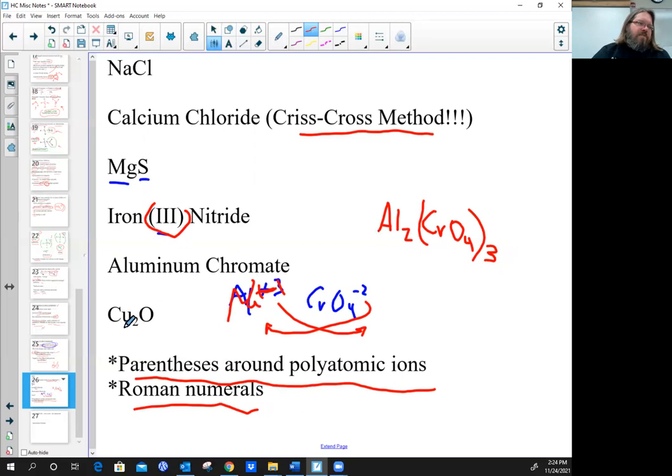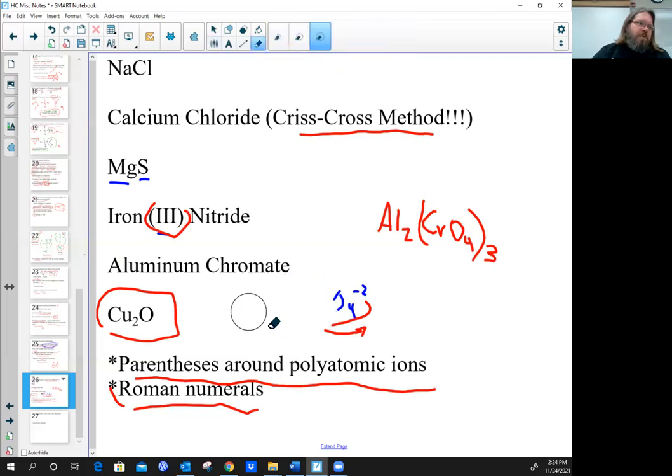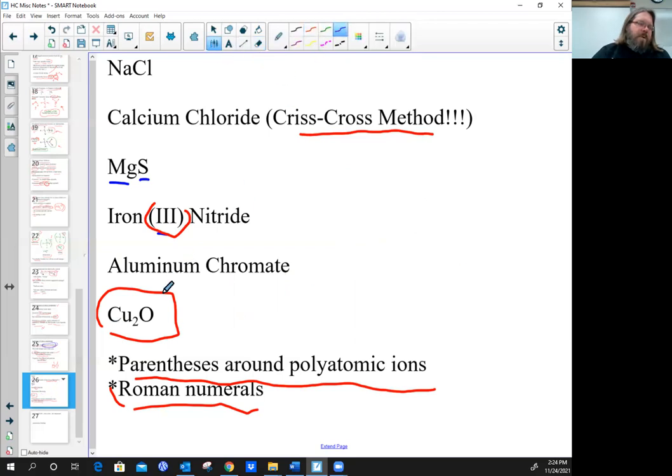Oops, sorry, I forgot. This is why I have that note. My bad. Cu2O. What do we name this as? Okay. So let me erase this and clean this up one more time. So here's this formula, Cu2O, right? What are we going to name this as? Well, we know Cu is copper. We know O is, it's not oxygen, but it's oxide.